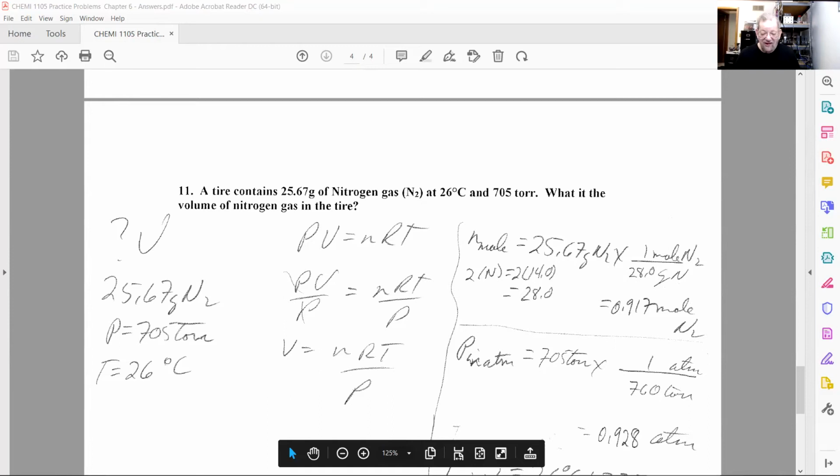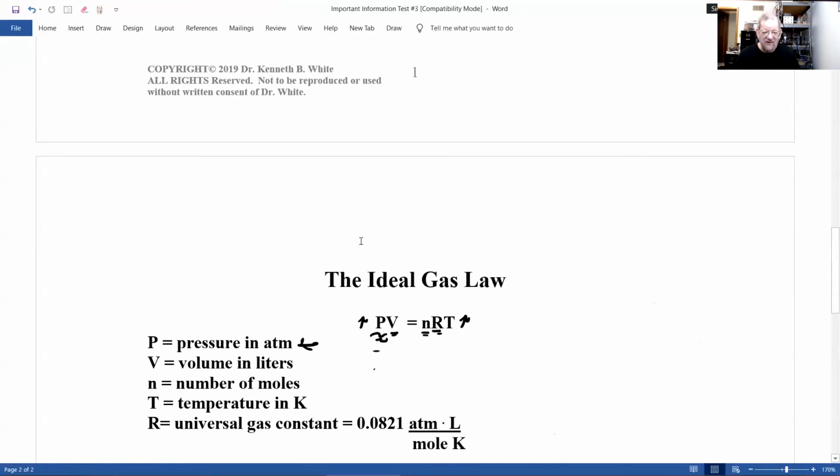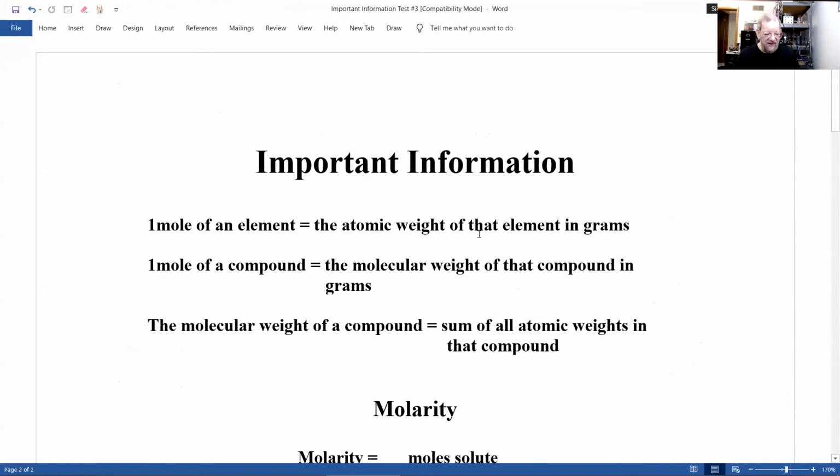But let's go to important information, test number 3. And right here, in case you forgot from test number 2, 1 mole of a compound equals the molecular weight of that compound in grams. And the molecular weight of that compound is the sum of all atomic weights.